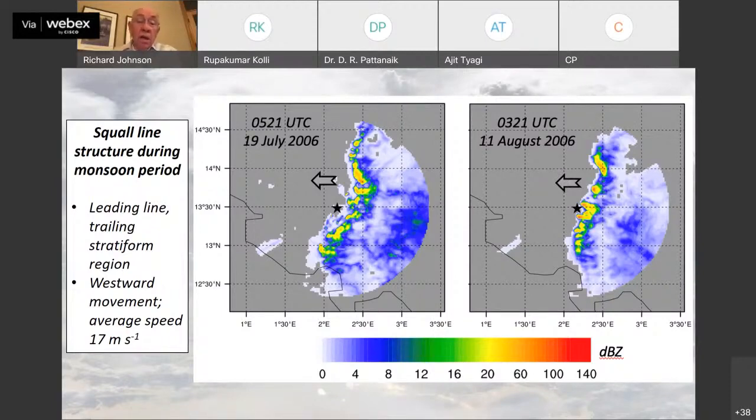PPI images of two squall lines that moved through the region, one on 19 July and the other on 11 August. This is during the monsoon period. And most of the squall lines were of this nature, north-south oriented convective lines with a trailing stratiform region moving off to the west at an average speed of 17 meters per second. The convective lines were narrow, of course, maybe 20 kilometers wide, but the stratiform regions were very extensive, several hundred kilometers. So the analyses that we carried out are able to sample the vertical motion field and divergence in the stratiform region, but not the convective line region.